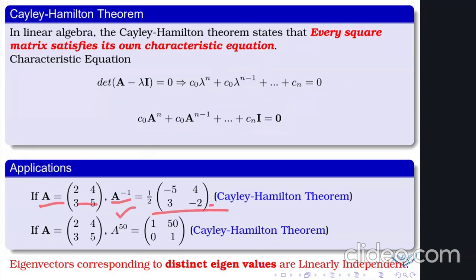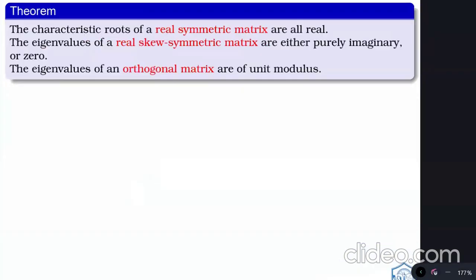So A to the power 50 also we can compute. A to the power 50 will be this one. So this is one of the examples. Okay. Now, there are some characteristics of eigenvalues if the matrix has some special matrices.